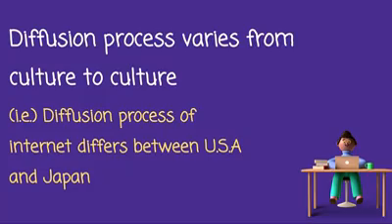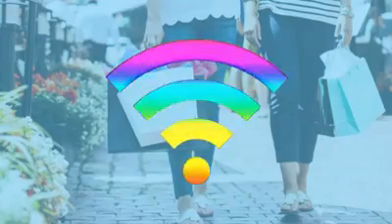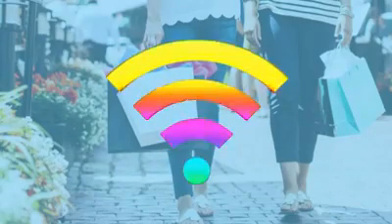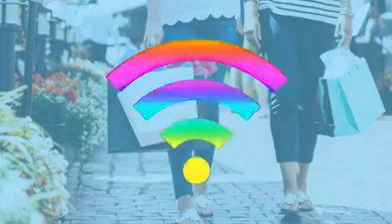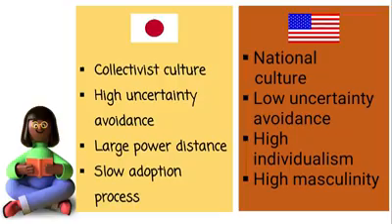The diffusion process is not always stable across cultures. It varies from culture to culture. For example, the diffusion of the internet differs between the USA and Japan. There are factors that make the differences in diffusion of the internet between the USA and Japan. Japan has a collective culture, values high uncertainty avoidance, is large in power distance, and is slow in the adoption process, while the USA has a national culture, has low uncertainty avoidance, and is high in individualism and high in masculinity.